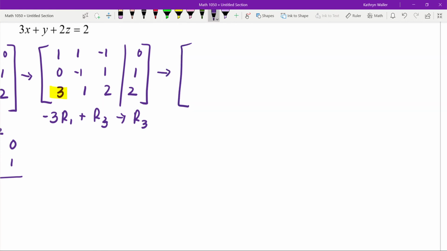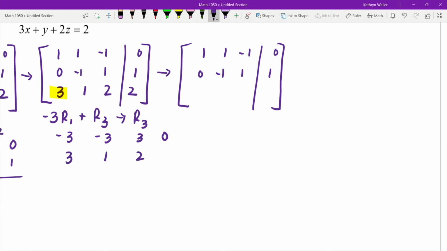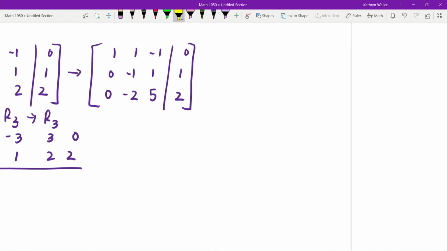Row 1 doesn't change. Write it down. Row 2 doesn't change. Write it down. Multiply the top row by a negative 3 and you get negative 3, 3, and 0. Write down row 3. 3, 1, 2, 2. Add them together. 0, negative 2, 5, and 2. The next thing that I need is a 0 here. Don't use row 1.